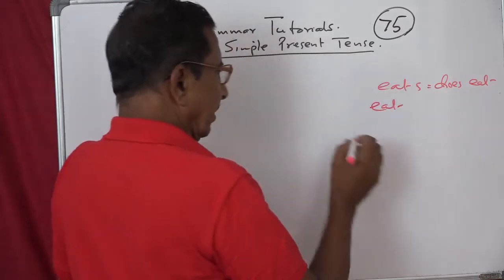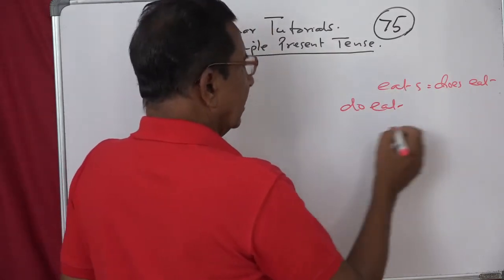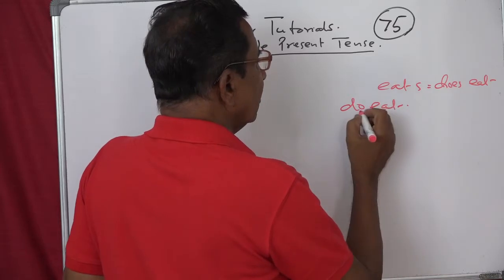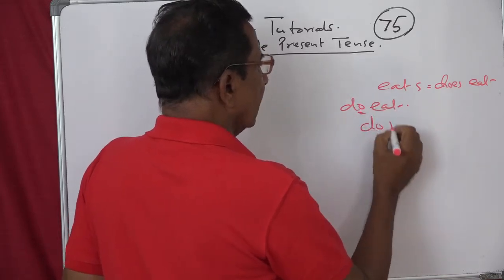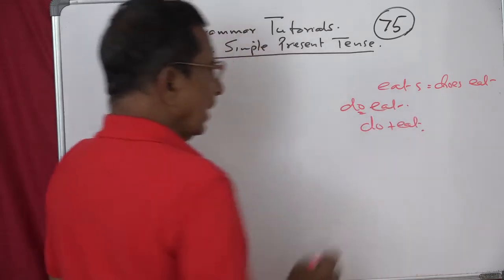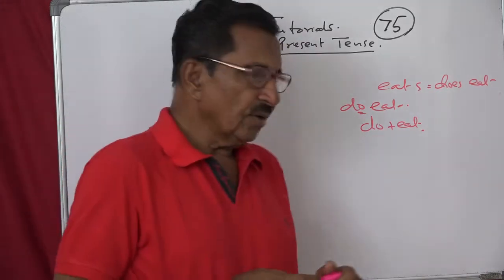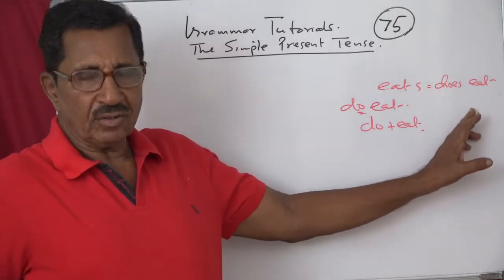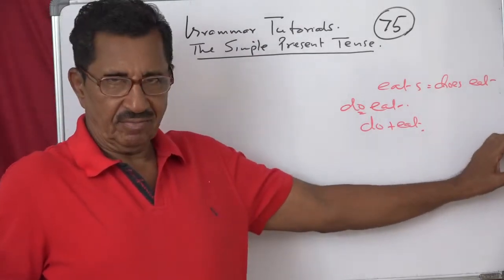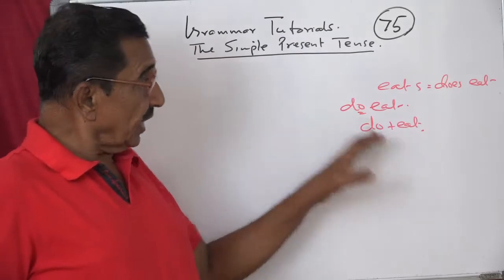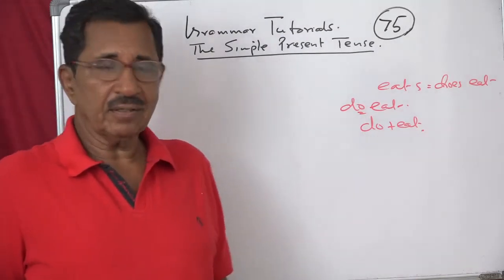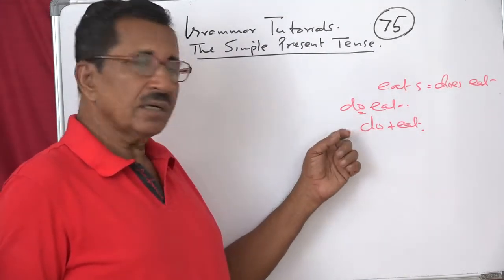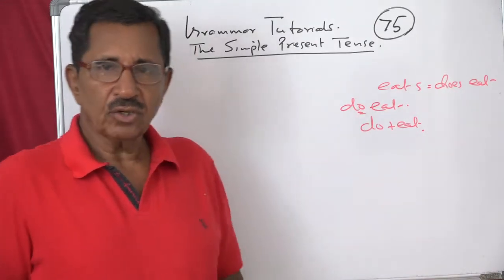Eat, same thing. Can't do here. There is nothing here, so you don't do anything here. So do plus eat. In eats, you have this S, so you take it and add it to the auxiliary. It becomes does eat. In the case of eat, there is no tense marker, so do inserted, 2 plus 8 becomes do eat.